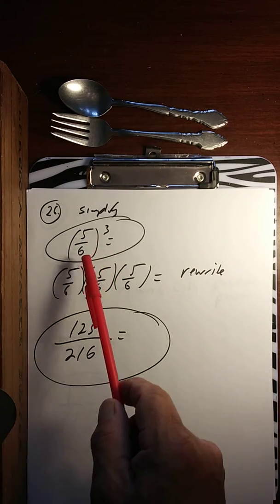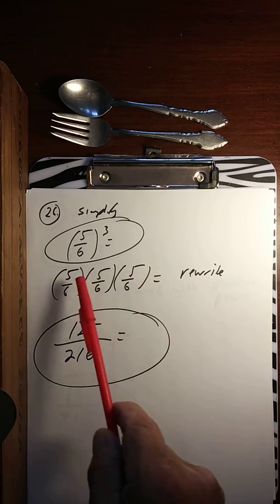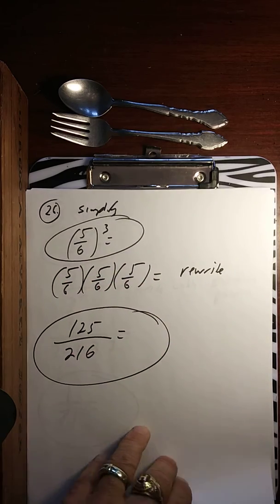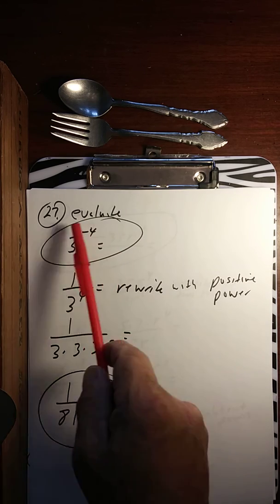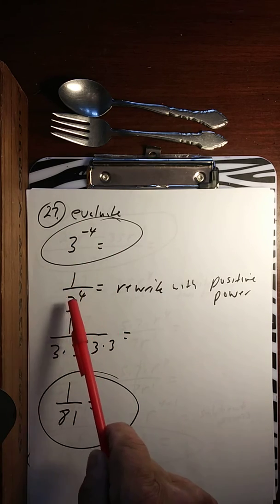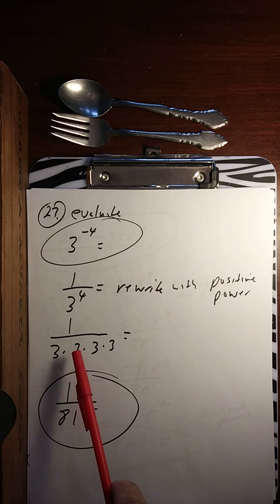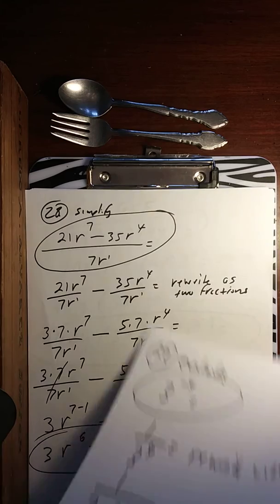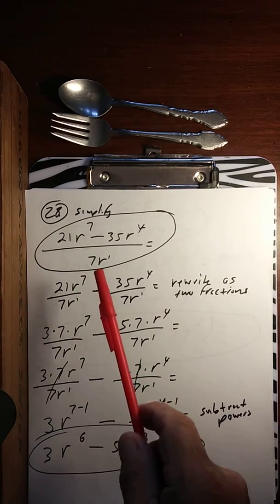Expand this. 5 over 6, cubed means 3 times: 5 times 5 times 5, 125, 6 times 6 times 6, 216. Rewrite this. This is a negative power, write it as 1 over 3 to the 4, and that's going to be 3 times 3 times 3 times 3, it's going to be 1 over 81. Just write it with a positive power. Break it up into fractions.